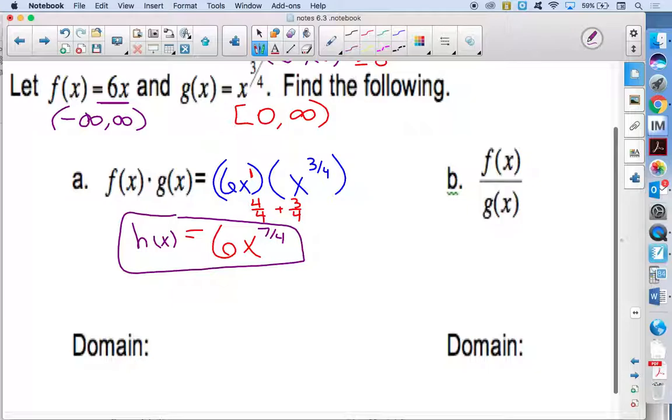Remember, this 6 is the only number up here, and then you're just combining the exponents to get that x together. So the domain is from 0 to infinity. That would be the part that's overlapping, the part that they share. So both of them go from 0 to infinity. The second one, we have f of x divided by g of x. So 6x divided by x to the 3 over 4.